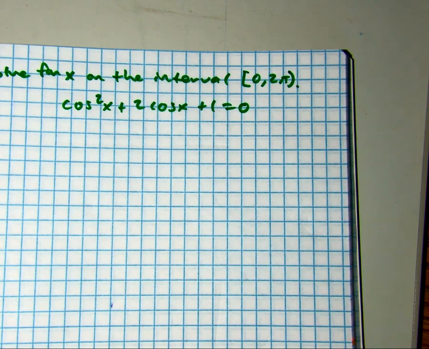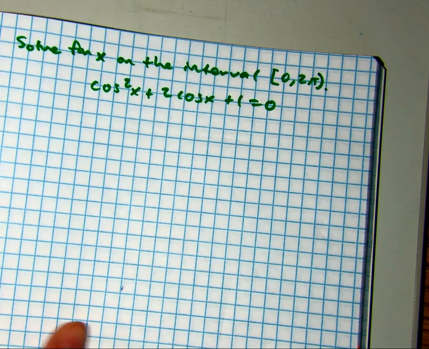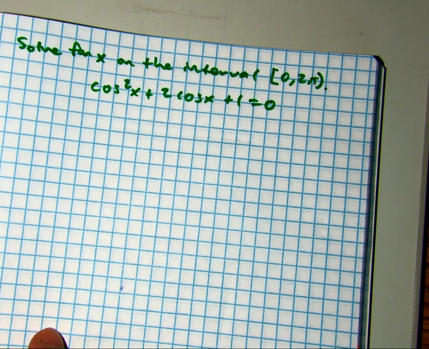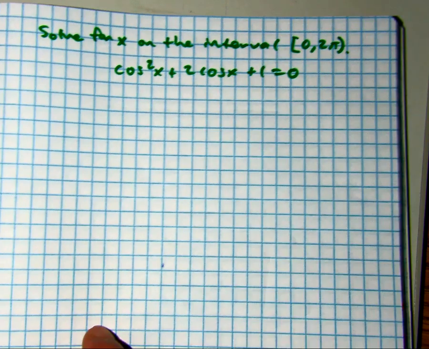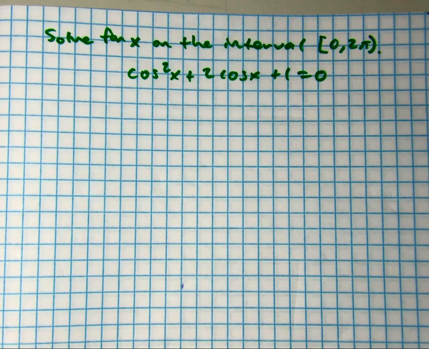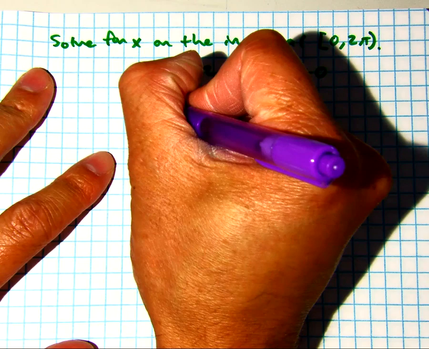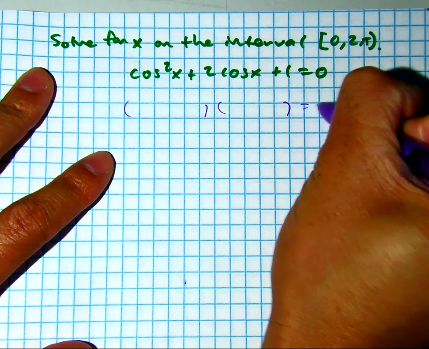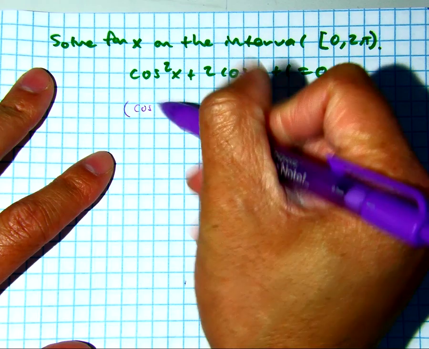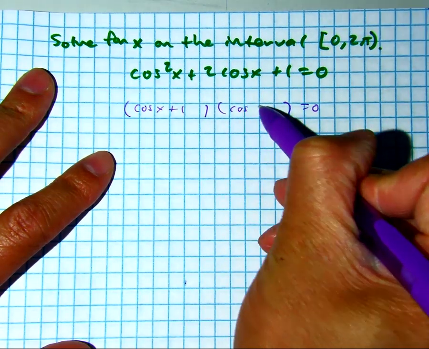Macy! What do I do first? It says solve for x on the interval between 0 to 2 pi, cosine squared x plus 2 cosine x plus 1. Make it like separate x plus 1. So cosine, you factored, right? Cosine x plus 1 and cosine x plus 1.